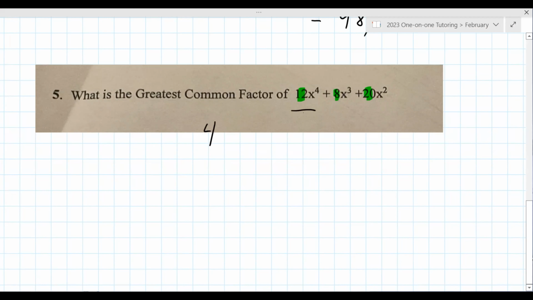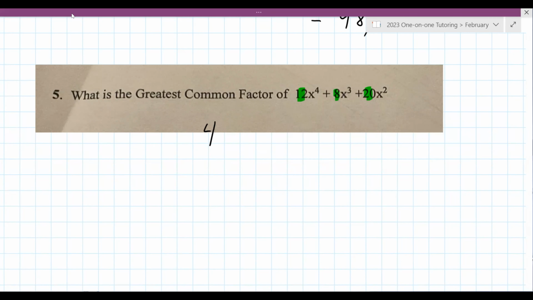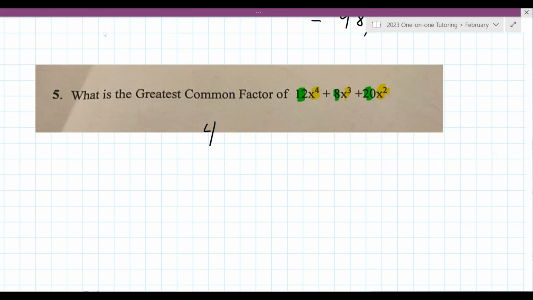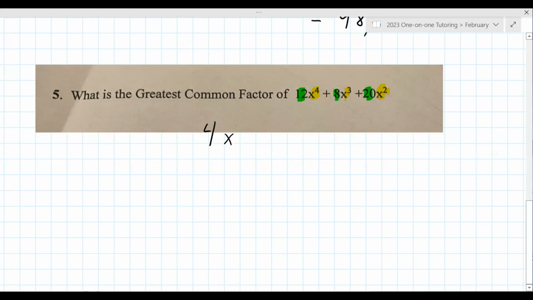I would recommend doing just a tiny bit more here for that. Well, I'm sorry, there's a bit more here. My apologies. Next, you look at the variables. So you look at the x to the 4th, x cubed, and x squared, and you want the one with the smallest exponent. Yeah, x squared. And then you're gonna divide each of these by that GCF.